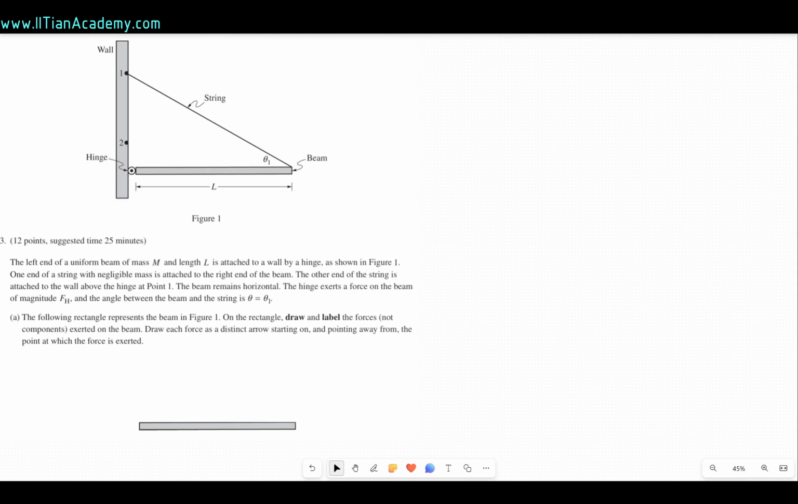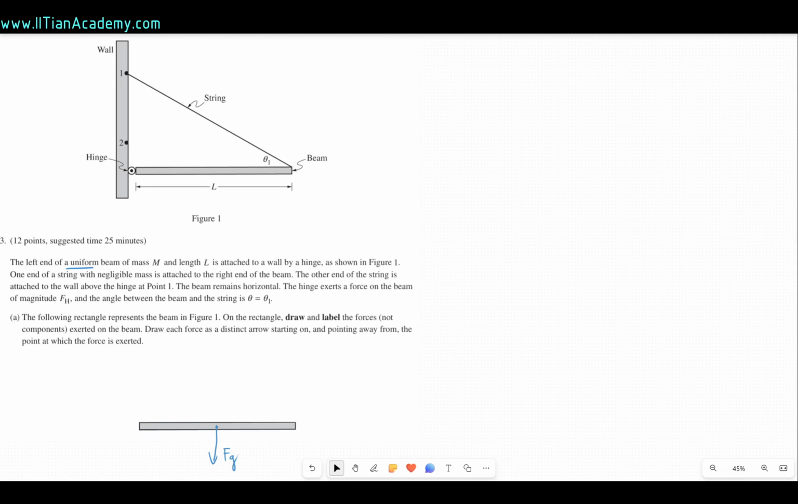So what we need to consider here are 3 forces basically. Firstly, we have the weight. The beam obviously has a weight. Since we're told it has a uniform mass, it means that we can place the weight in its center of mass. So we can draw the gravitational force pointing straight down through the middle, just like this.